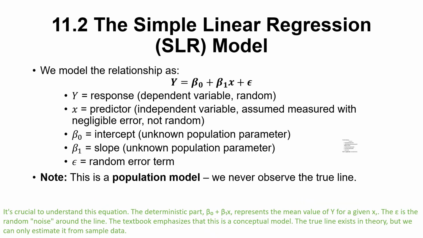Let's write the theoretical SLR model. Y equals beta 0 plus beta 1 x plus epsilon. The deterministic part, beta 0 plus beta 1 x, represents the mean or expected value of y for a given x. The term epsilon is the random error or disturbance, the noise, around the line. It's important to understand that this is a conceptual model. There is a true line in the population, but we can never observe it directly. We can only estimate it from sample data. The error term epsilon lumps together all sources of unexplained variation, omitted variables, measurement errors, and randomness. We typically assume that epsilon has a mean of 0 and constant variance.